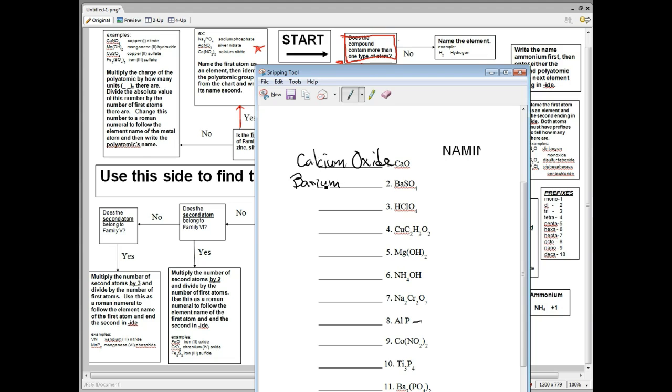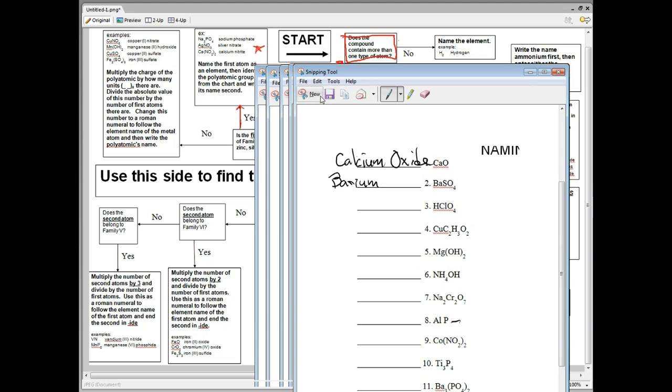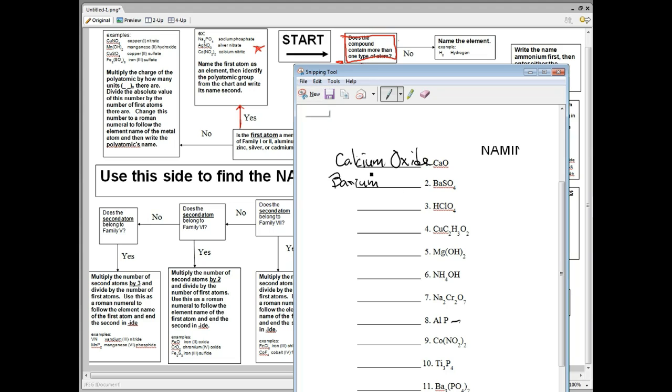Alright, then identify the polyatomic group from the chart and write its name second. So we need to find the name of SO4. You can use your periodic table or your naming schemata. Just fold it over and you'll see. I can't do that very easily on the computer the way I've set this up. But if you find SO4, it's in the -2 column and we call it sulfate. So BaSO4 is called barium sulfate.